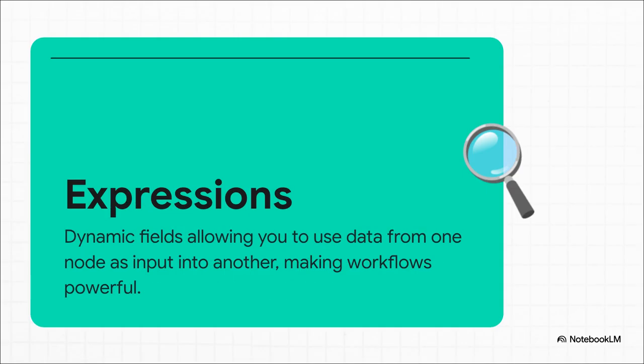And finally, the magic that ties this all together, expressions. This is how you make your workflow smart. An expression lets you grab data from a previous node, like say the URL from that initial GitHub pull request, and then you can feed it right into the next node. This is what lets you build truly dynamic, data-driven automation instead of just a dumb static script.